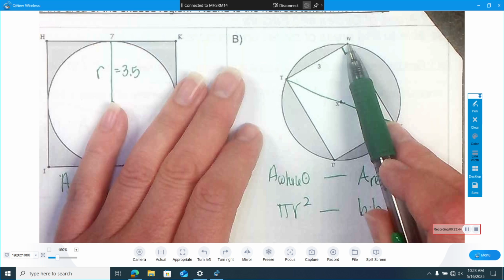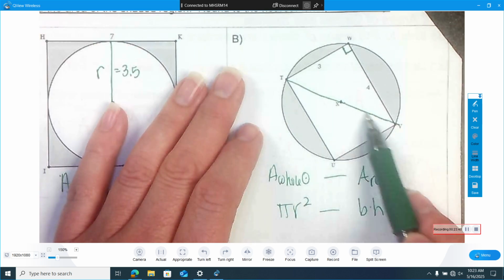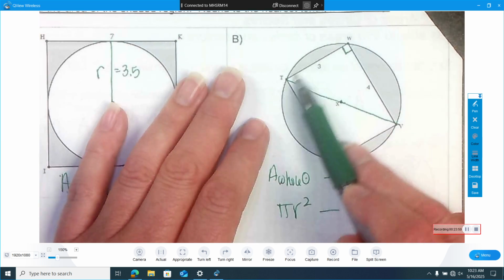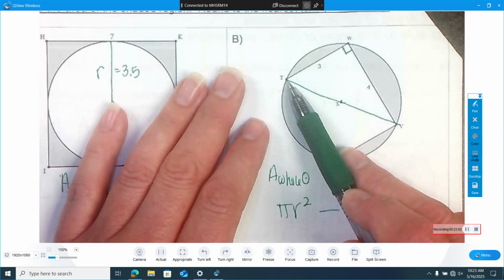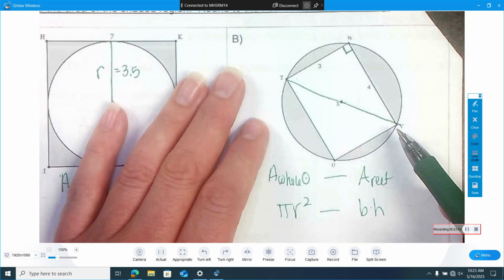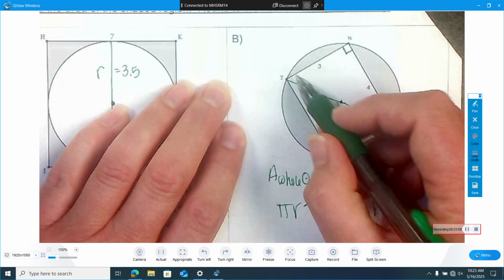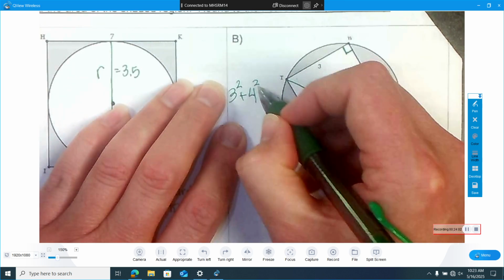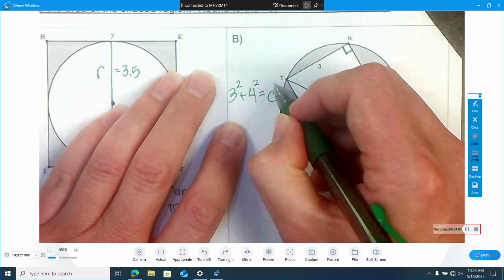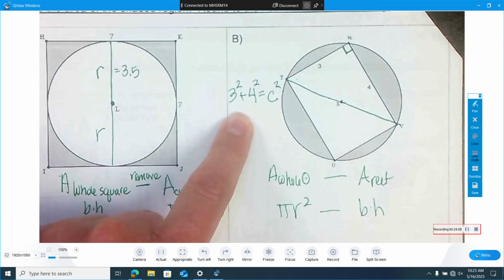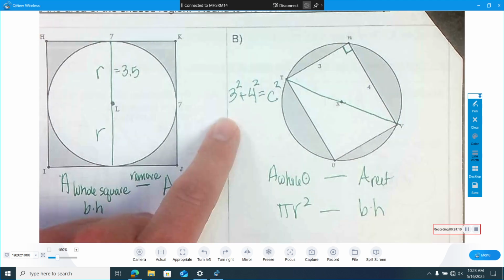And I have, what does that create when I draw in that diameter? A hypotenuse of a right triangle. Oh, what do we need to do to find the length of this hypotenuse? Pythagorean theorem. Leg squared plus leg squared equals the hypotenuse squared. You thought you were done with Pythagorean theorem, but no, you're never done.